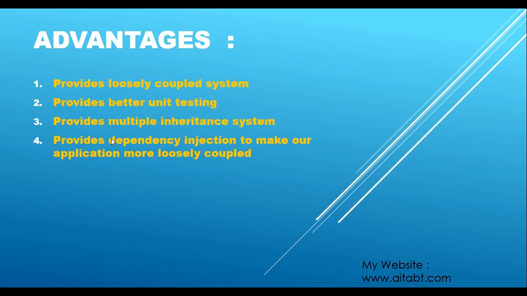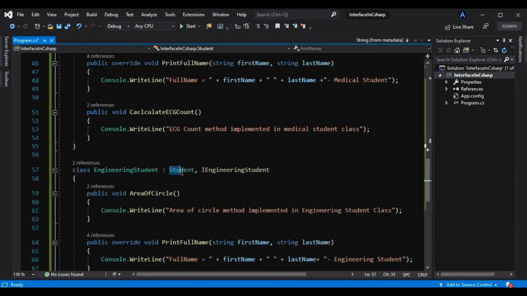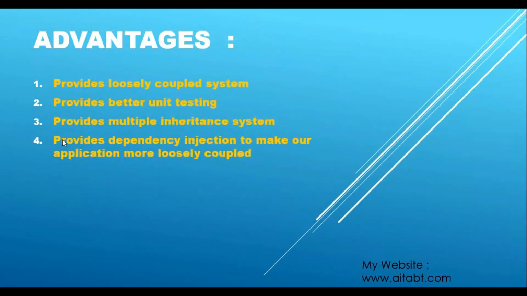Okay. And if you have carefully seen, we have already had a glance of multiple inheritance in this very tutorial. If you can see here, what we are doing is nothing but multiple inheritance. This single class is inheriting from this class as well as this interface. So this is nothing but multiple inheritance. But anyway, we will be learning this in great detail in the next part of this tutorial, so wait for that. Now, the fourth point says, provides dependency injection to make our application more loosely coupled.